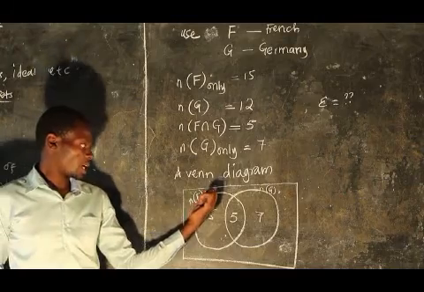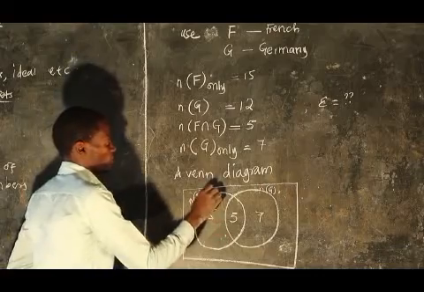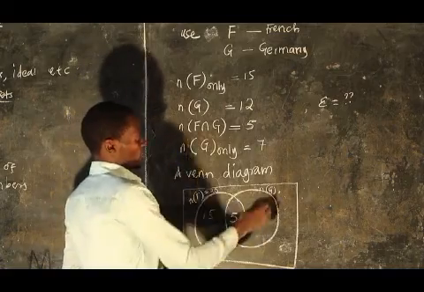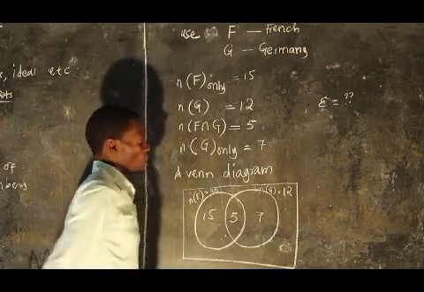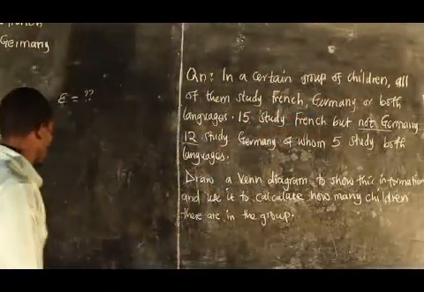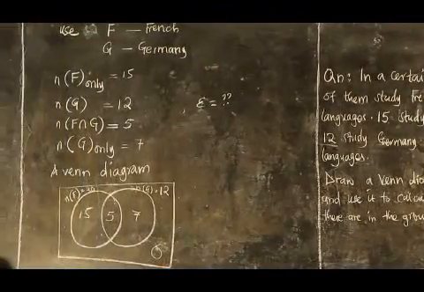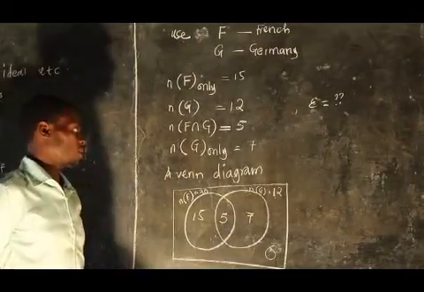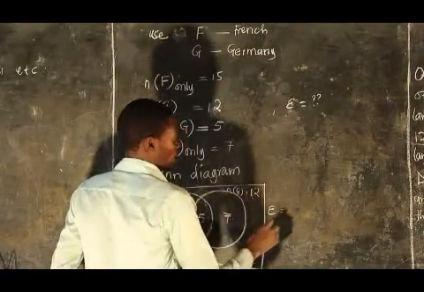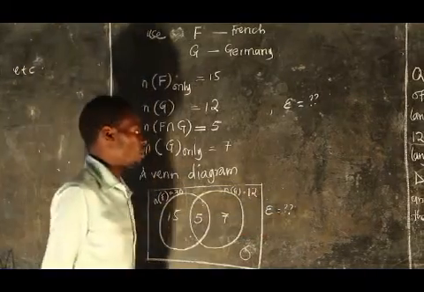Now to get the value that we put here, it is this plus this, because it's the whole set of French. So this is 15 plus 5, which is 20, and this one is the whole German, which is 5 plus 7, which is 12. They said all of them study French, German, or both. So we don't have anyone who is outside these two sets. So outside here, the complement set, we don't have any. So we can put 0 or we can leave it the way it is. Now, the universal set, they told us they want us to look for it. So we can decide to name it X.